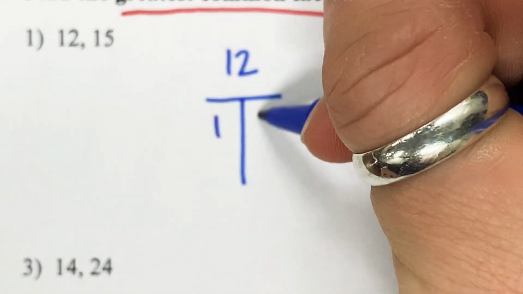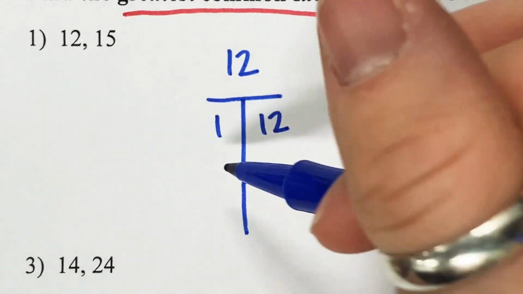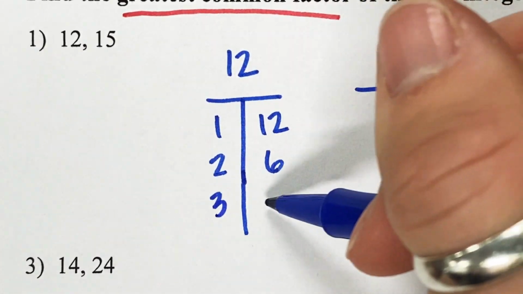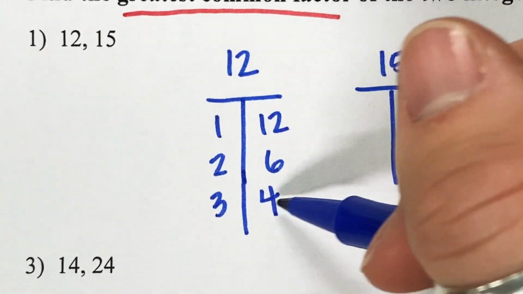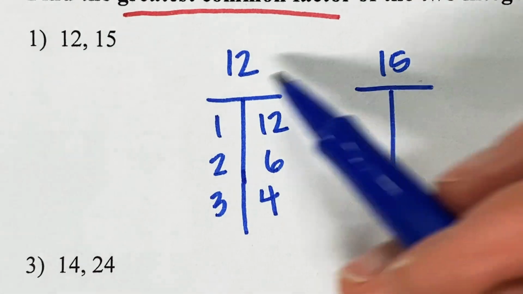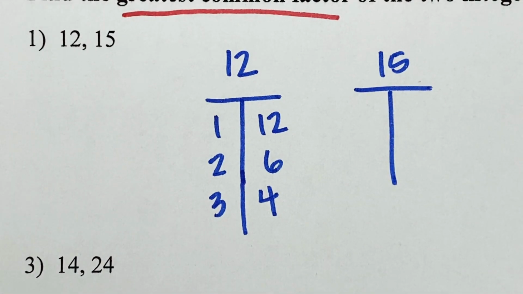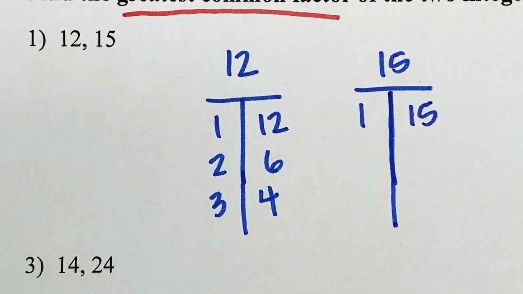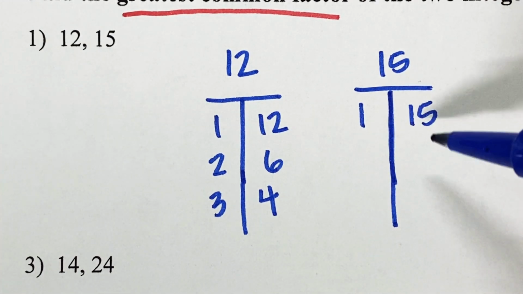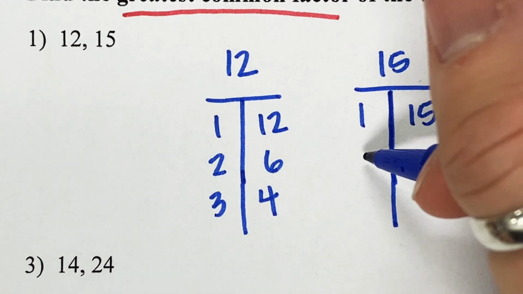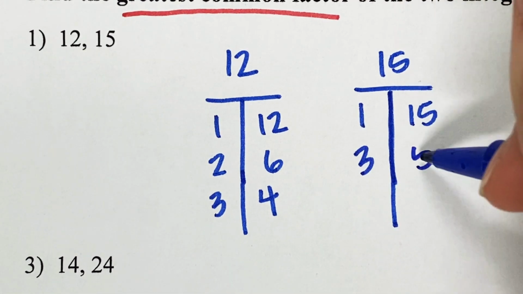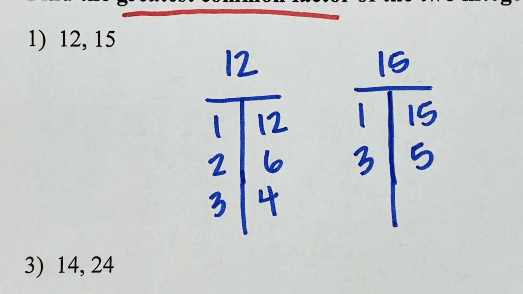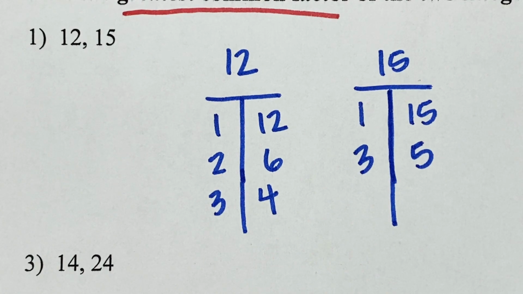We know 1 and 12, 2 and 6, 3 and 4. If we were to go up to 4, we already have it on our list, so we're done. That is my factor list of 12. Let's do the same thing for 15. We know 1 and 15 will give me 15. 2, I can't multiply anything to get 15. What about 3? 3 and 5. 4 doesn't go into 15. 5 does. We already have it, so we're done. So we have our factor list for both 12 and 15.